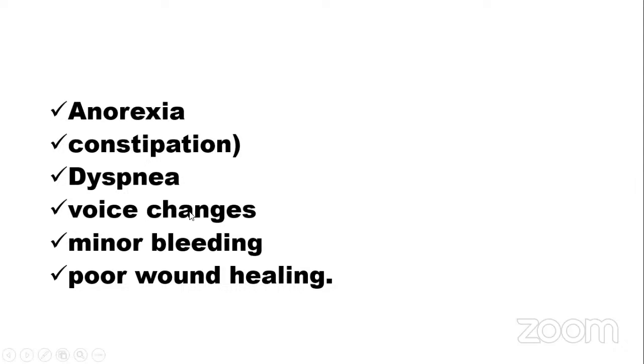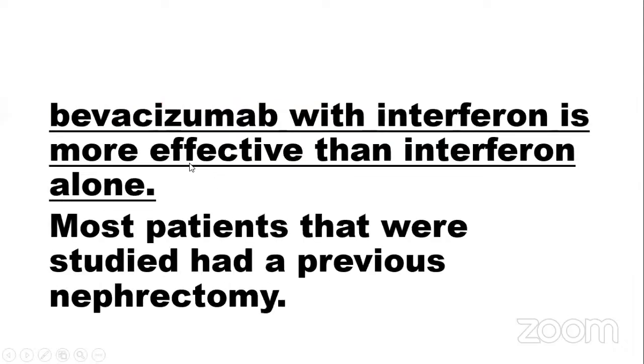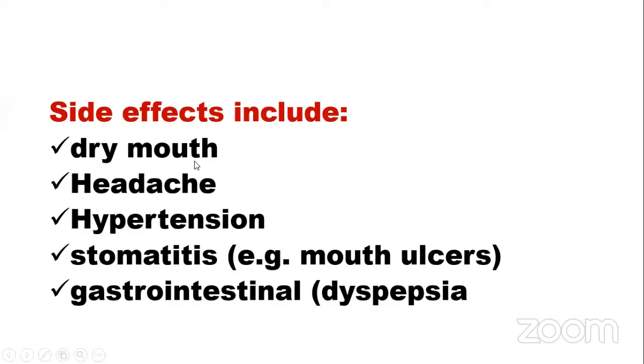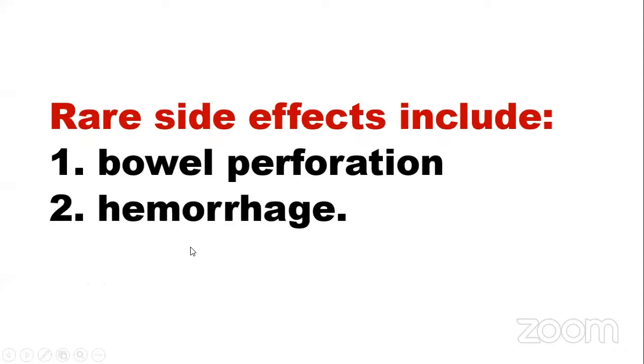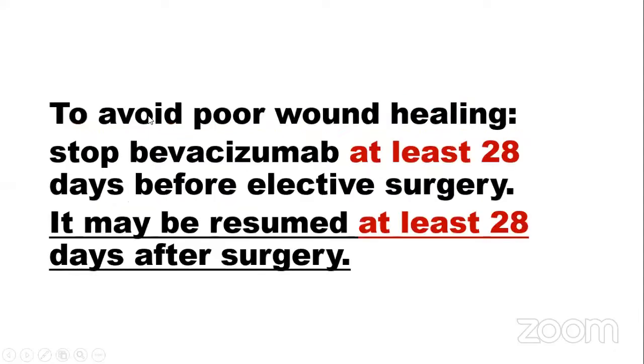Dyspnea can occur, as well as voice change, minor bleeding, and poor wound healing associated with bevacizumab. Dry mouth, headaches, hypertension, stomatitis, and gastrointestinal effects leading to dyspepsia, anorexia, and constipation, dyspnea and voice change, minor bleeding, and poor wound healing. But the rare side effects of bevacizumab include bowel perforation and hemorrhage.